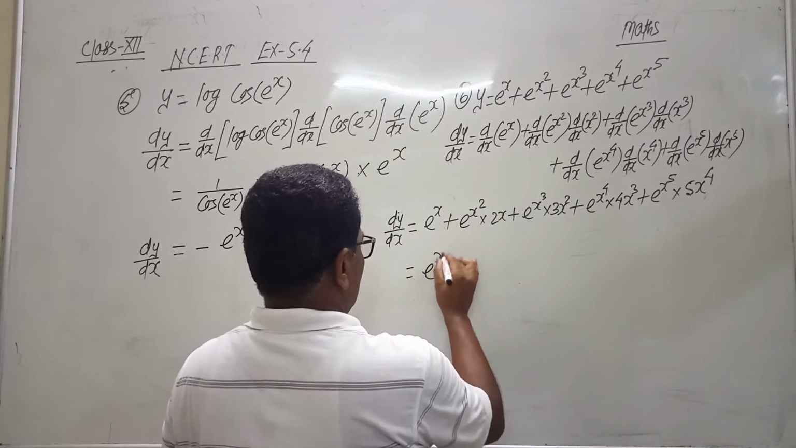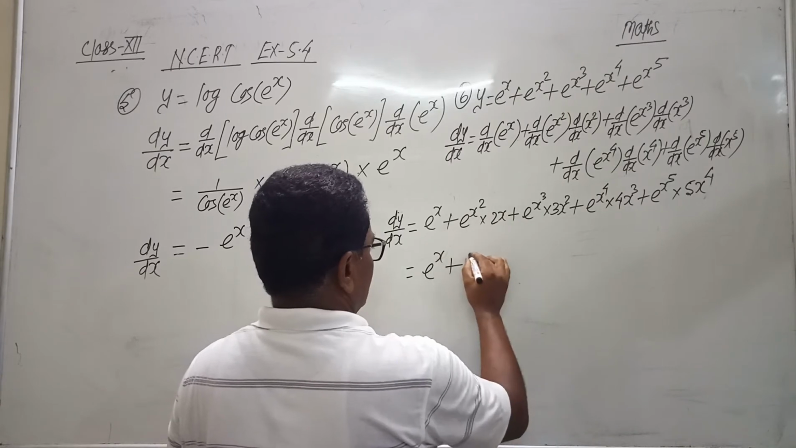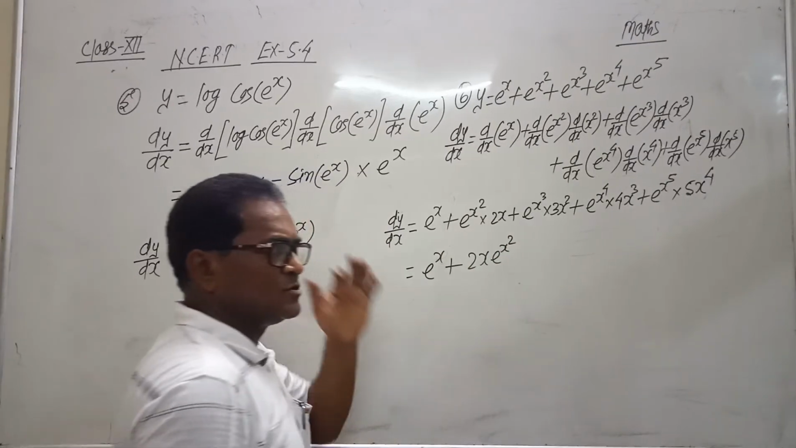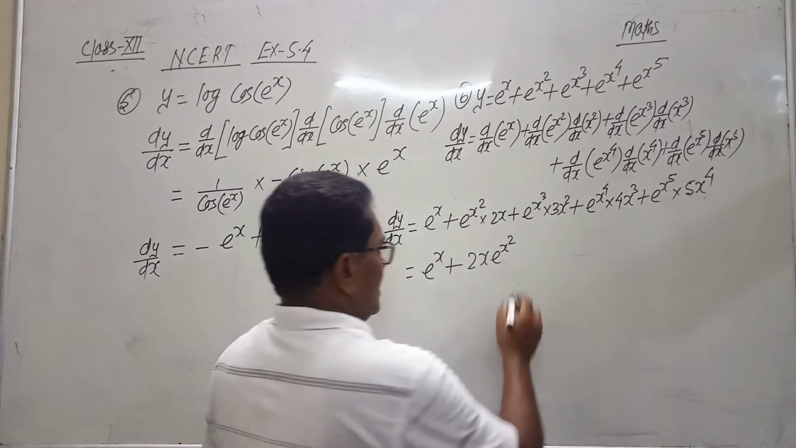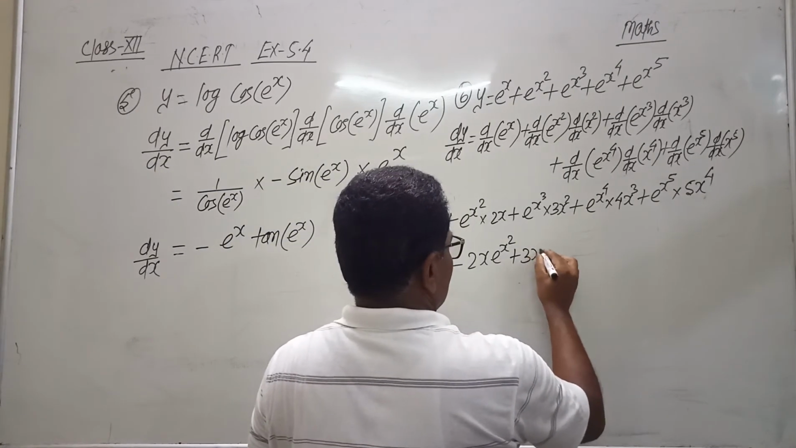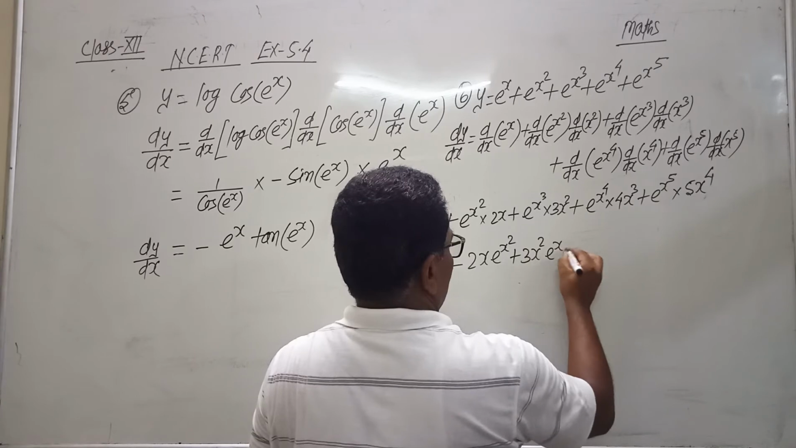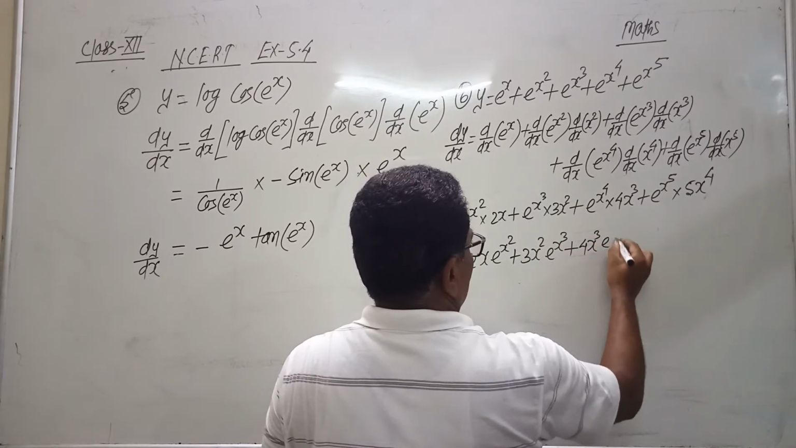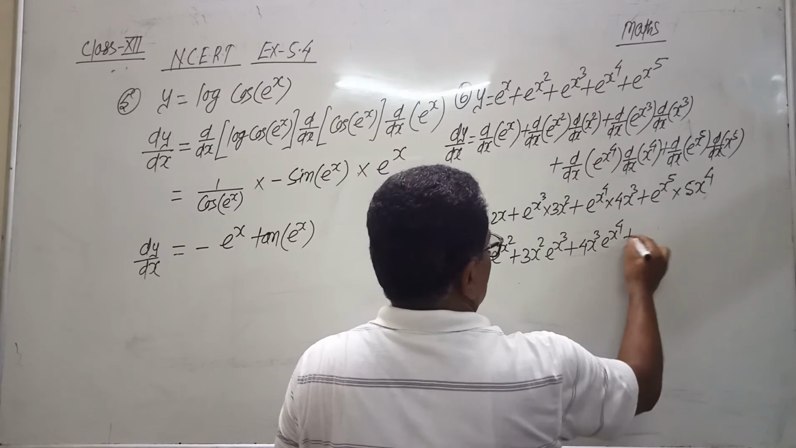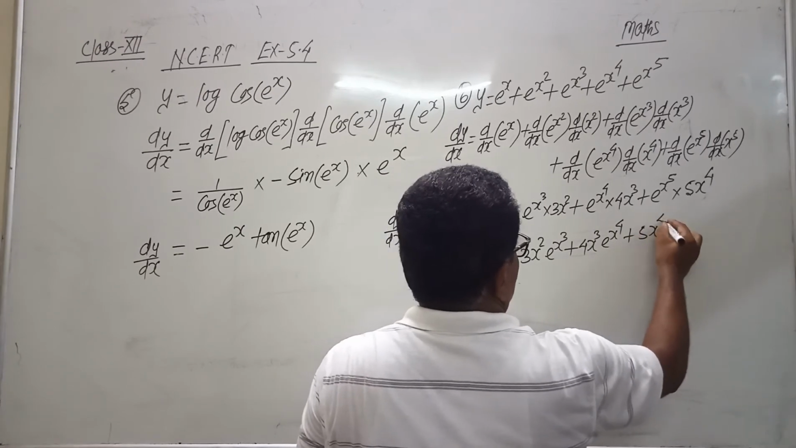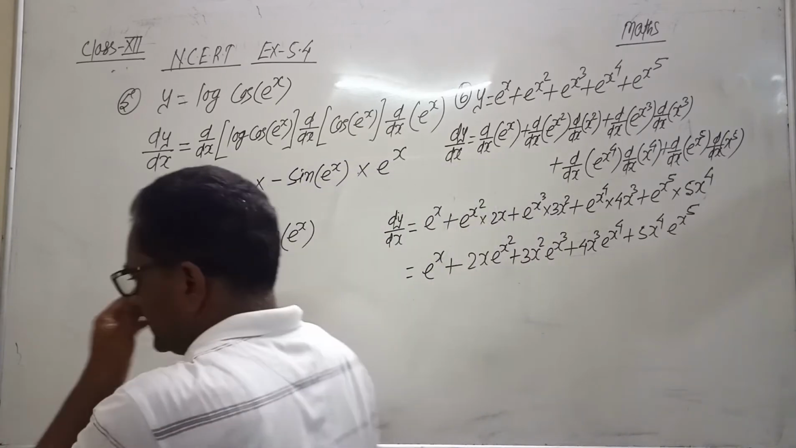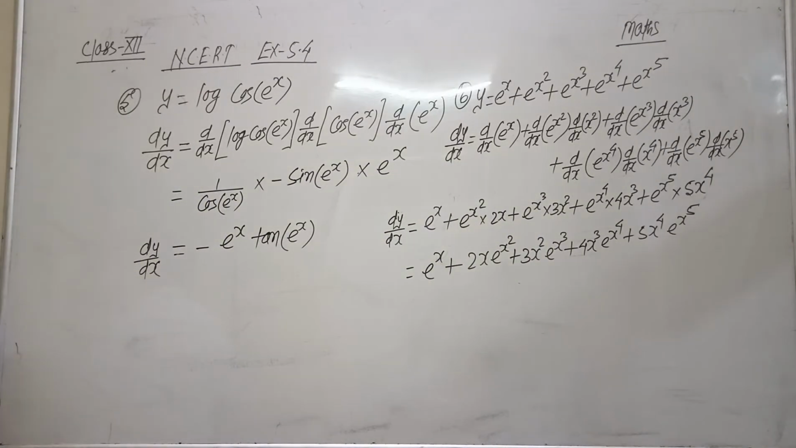So e raised to the power x plus, this is written in systematic order, 2x into e raised to the power x square plus 3x square e raised to the power x cube plus 4x cube e raised to the power x4 plus 5x4 and e raised to the power x5. So this is the result, dy by dx.